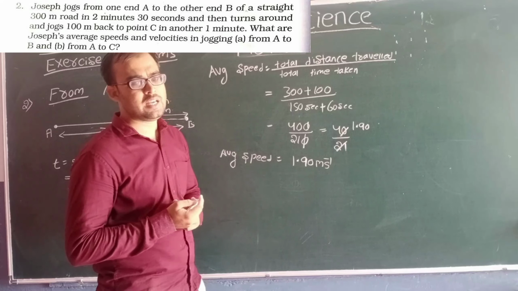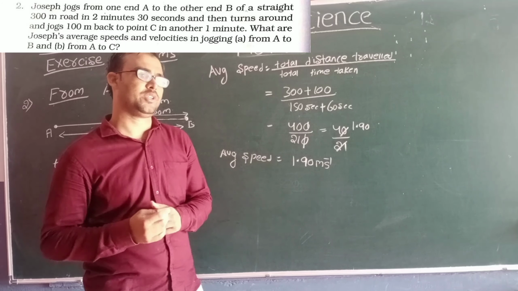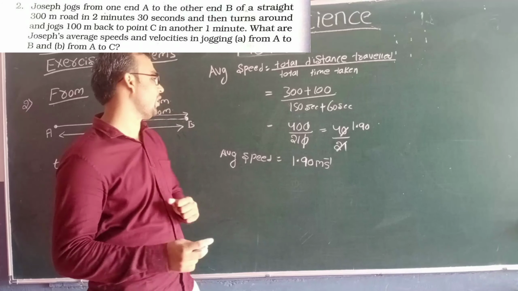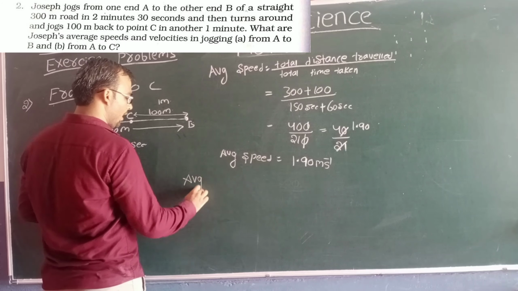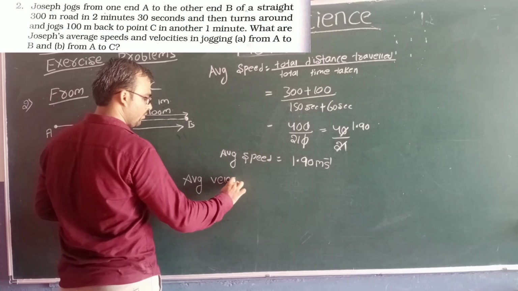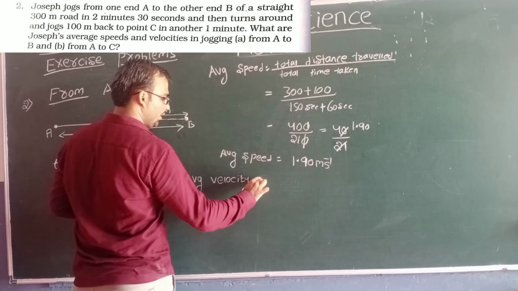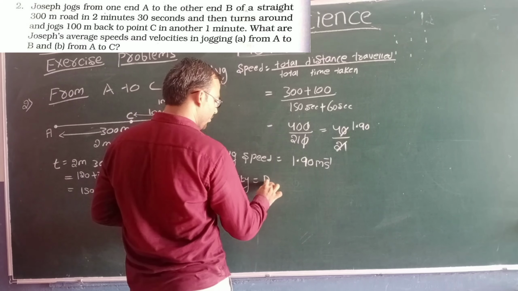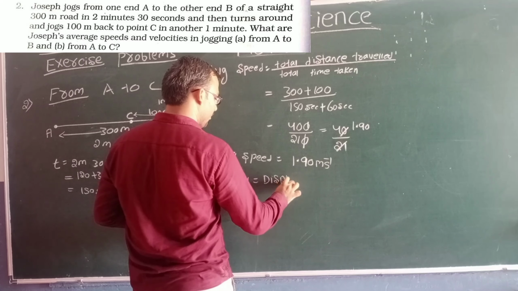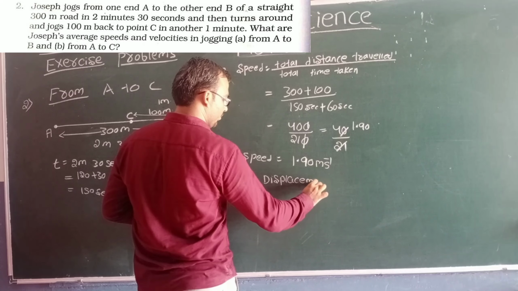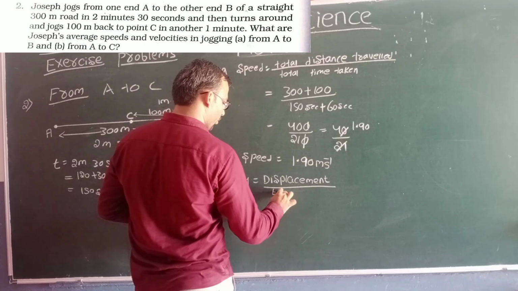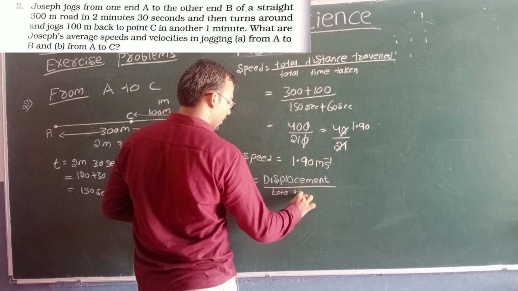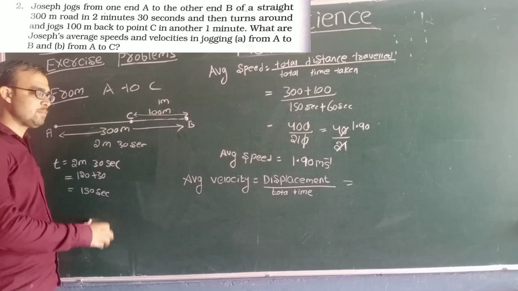Now we will see the average velocity. So here average velocity is nothing but, as I told you, displacement by total time. What is the displacement, students?